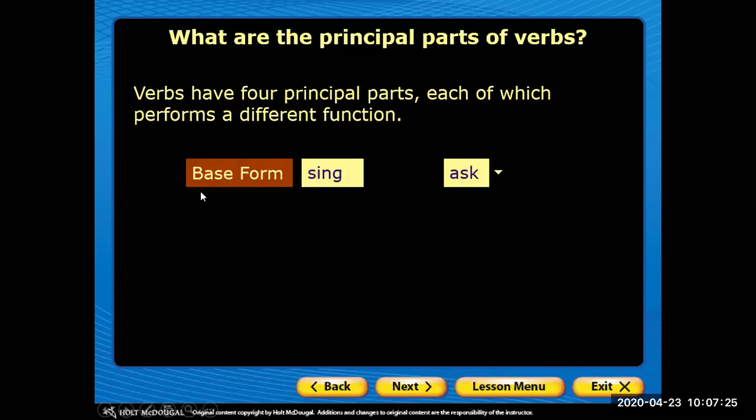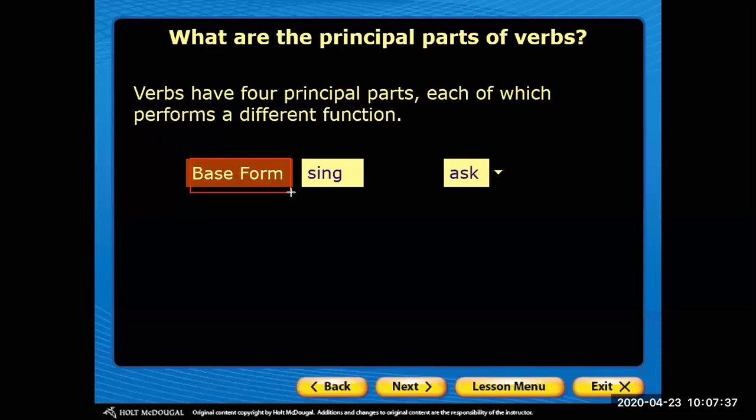So the first type of verbs, or the first form of verbs, is what we call the base form. What does base form mean, Ahmed? That's like the basic form of the verb. Do you understand it, Ahmed? So we have an example with the verb sing. This is the base form of the verb sing. And we have another example with the verb ask. This is the base form of the verb ask. All right? Right, boys?